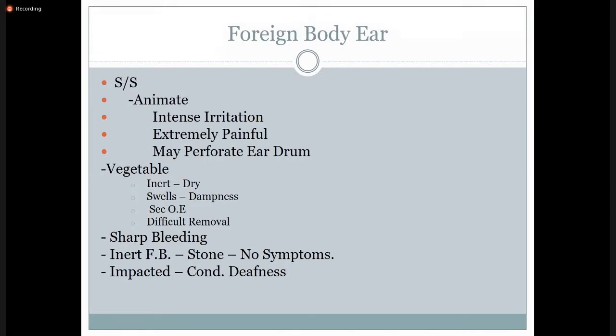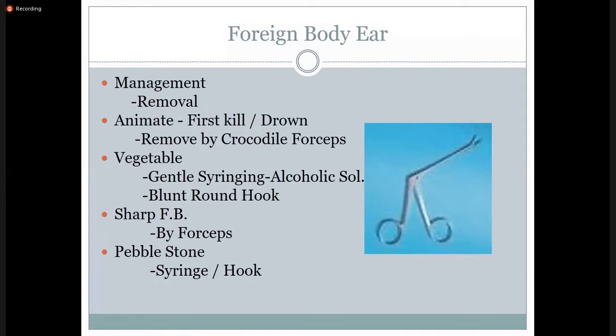Inert foreign body, an example is a stone, sometimes gives no symptoms because there is no body reaction towards this inert foreign body. If the foreign body remains for a longer time, it can cause conductive type of hearing impairment, not true deafness. How to manage the foreign body?